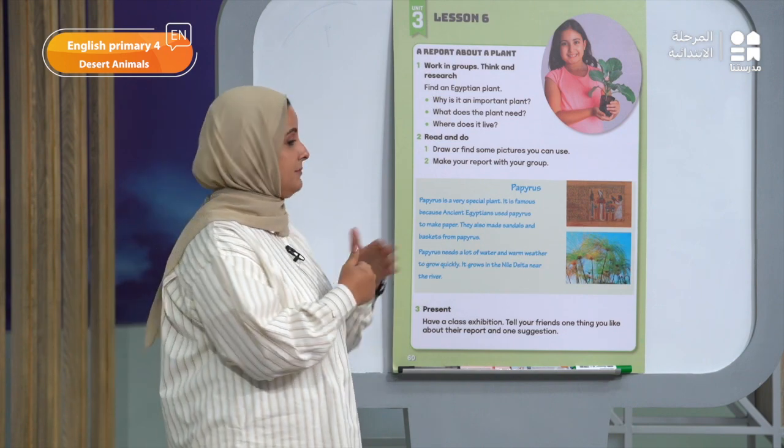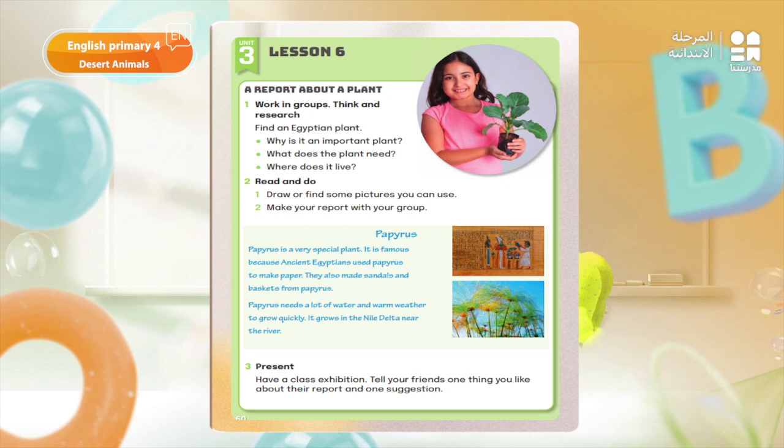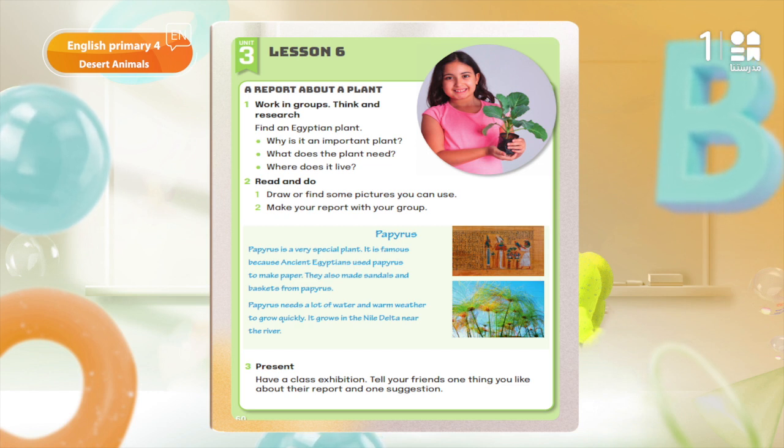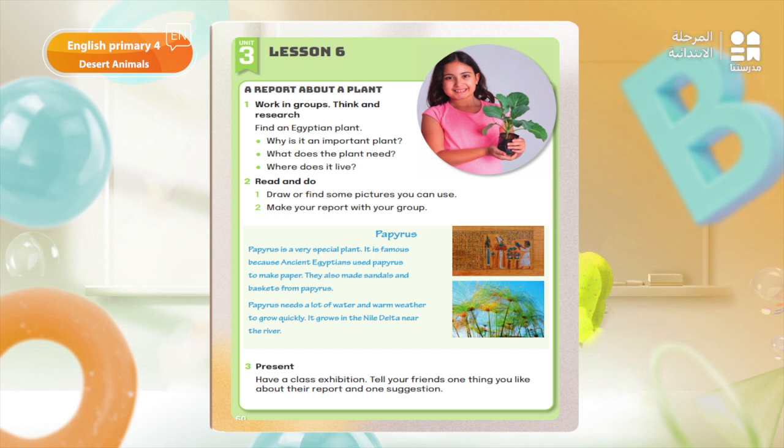تعالوا نقراها تاني. Papyrus. Papyrus is a very special plant. It's famous because ancient Egyptians used papyrus to make paper. They also made sandals and baskets from papyrus. Papyrus needs a lot of water and warm weather to grow quickly. It grows in the Nile Delta near the river.